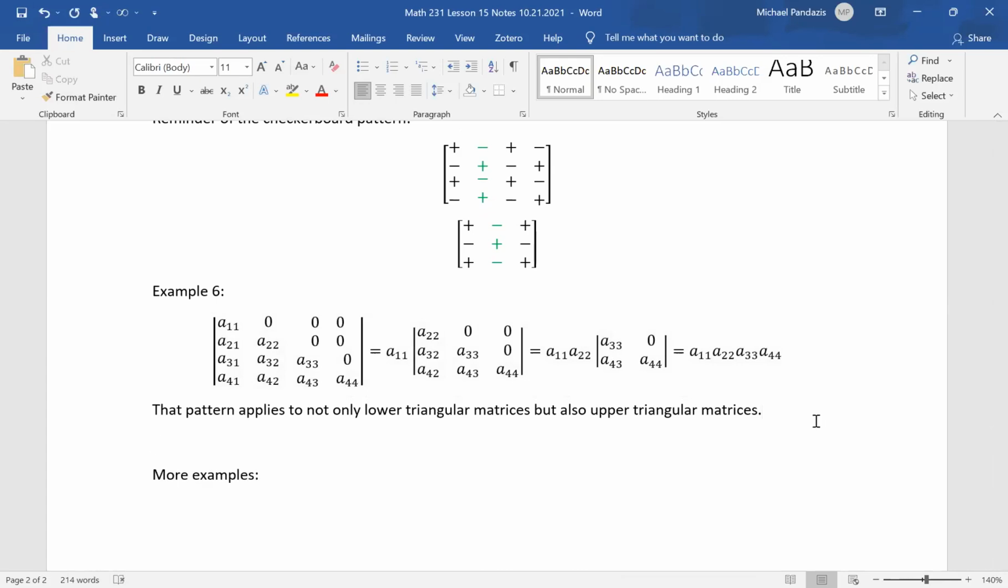First I'm going to just state the theorem, and then I'll do another example. So theorem 2.12.